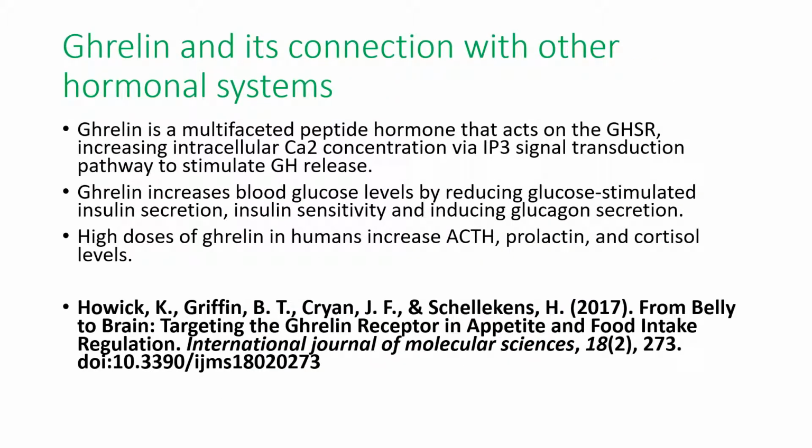So now we will look at ghrelin and its connection with other hormonal systems. Ghrelin itself is a multifaceted peptide hormone that acts on the GHSR, which increases intracellular calcium concentration via the IP3 signal transduction pathway to stimulate growth hormone release. Ghrelin also increases blood glucose levels by reducing glucose-stimulated insulin secretion, insulin sensitivity, and inducing glucagon secretion. Also, high levels of ghrelin in humans increase the hormones ACTH, prolactin, and cortisol levels.